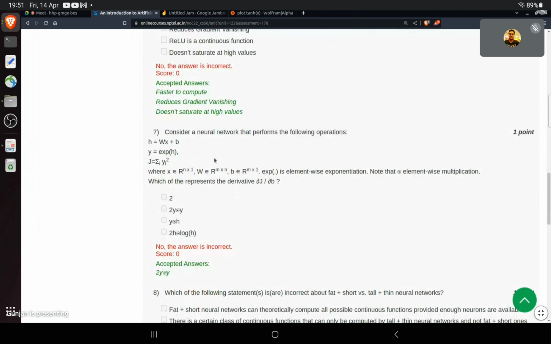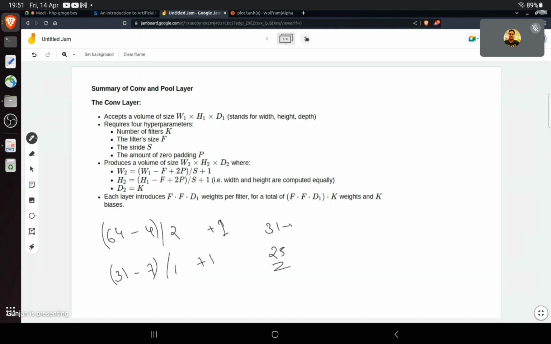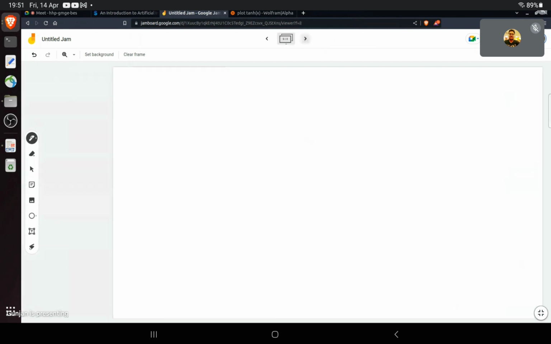Consider a neural network that performs the following operation: h equals Wx plus b, y equals exponent of h, and J equals sigma over i of y_i squared, where x belongs to this, and exp is the element-wise exponentiation. Which of the following represents the derivative of J with respect to the bias term? Okay, so we'll do that.